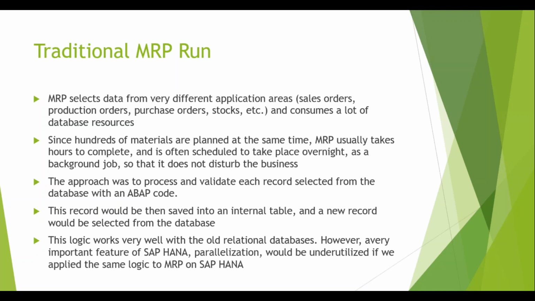So the same thing is written in this first slide. MRP selects the data from different application areas. It takes the data from sales orders, whatever you need to deliver, production orders, whatever you are already in the process of manufacturing, purchase orders, whatever you have already ordered, and stocks, whatever is already available in your warehouse. And it consumes a lot of database resources because every time you run the MRP, it takes the data from all these different applications. It takes a lot of system resources.